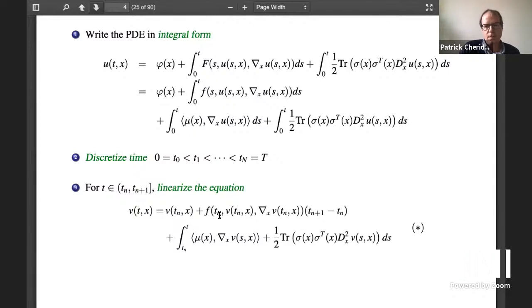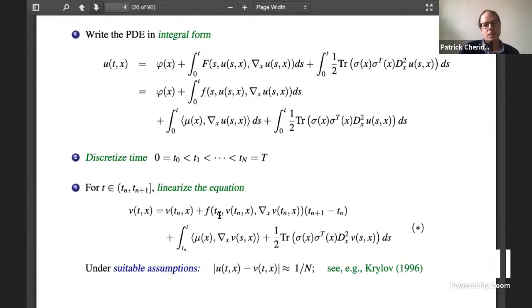This is called splitting, and it has been studied before. Under suitable assumptions, it can be shown that the error you make by locally linearizing the equation like this is of order 1 over n, if n is the number of time steps. But this assumes that you can actually solve this locally linear equation that I wrote for v here, which is not obvious if the dimension d is high.